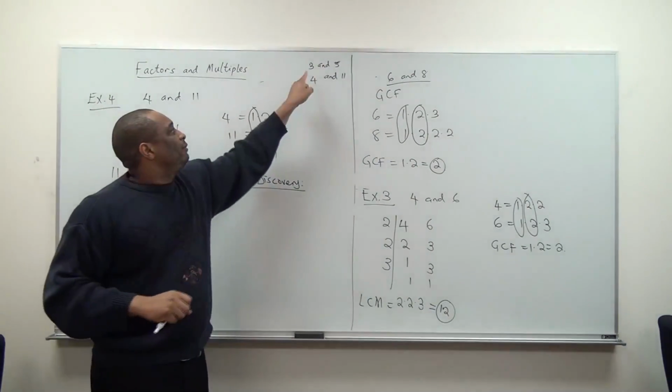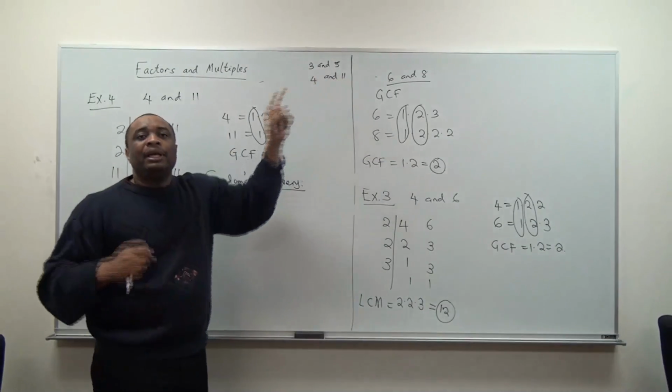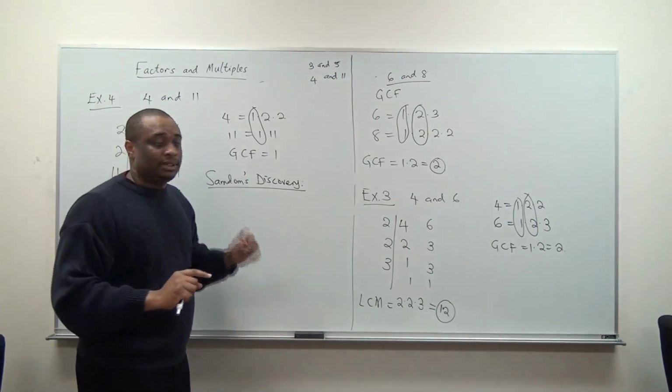And if you have 2 prime numbers, or you have a number and a prime, the GCF will always be 1. So that is what I discovered.